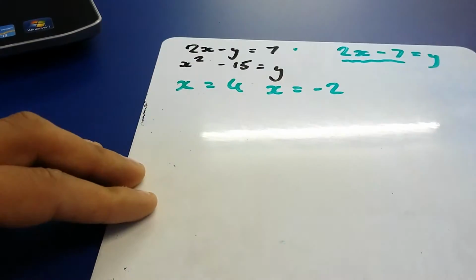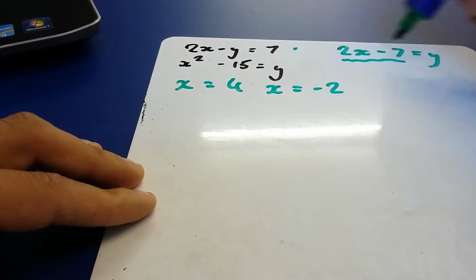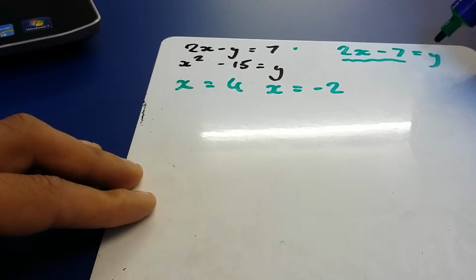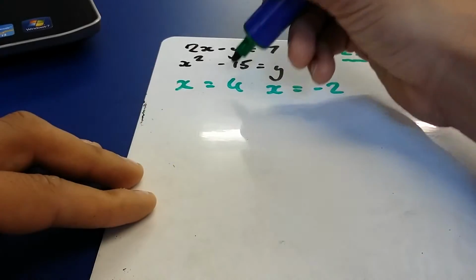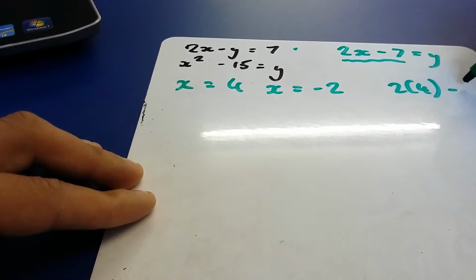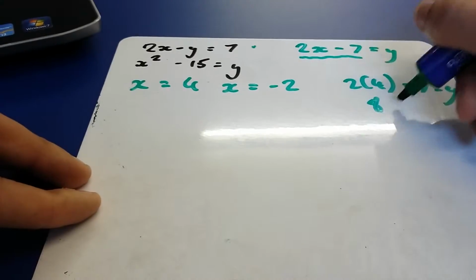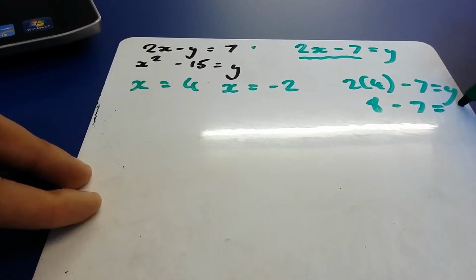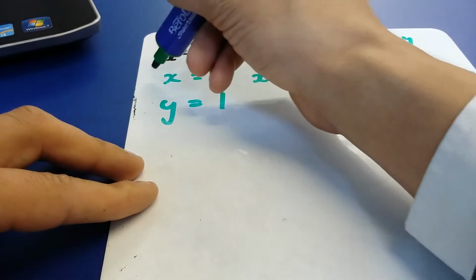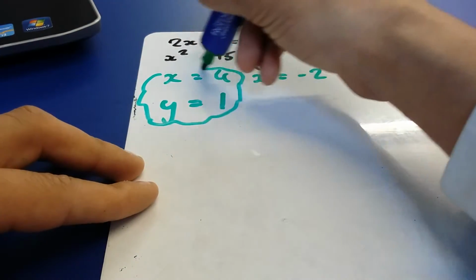So remember, that is the same equation as this. It's just rearranged. So 2x minus 7 equals y. So I'm going to plug 4 in there. So I'm going to get 2 lots of 4 minus 7 equals y. Well, 2 lots of 4 is 8. 8 minus 7 equals 1. So I've got one value for y. So when x is 4, y equals 1.